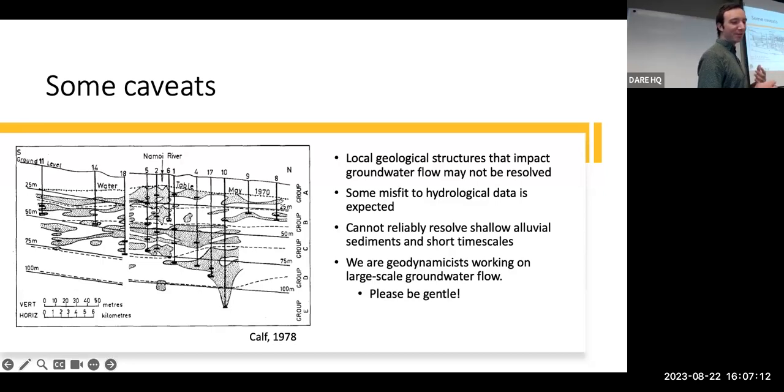So, yeah, we're geodynamicists working on large-scale groundwater flow problems. So for the hydrogeologists in this room and online, please be gentle.